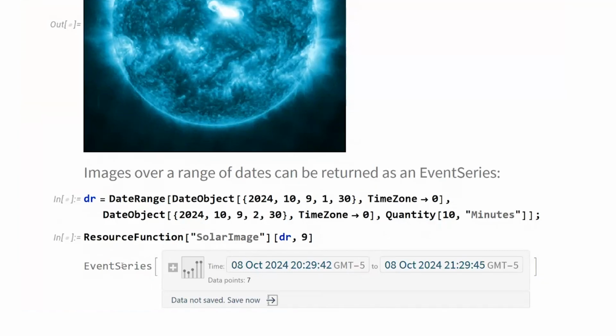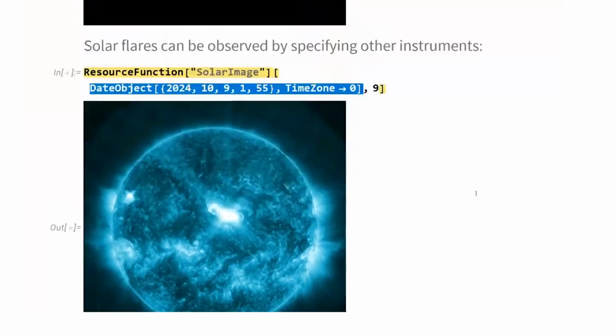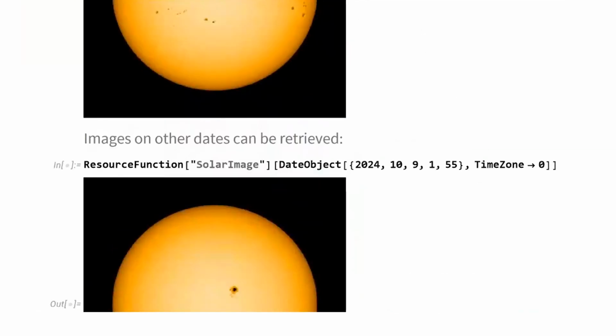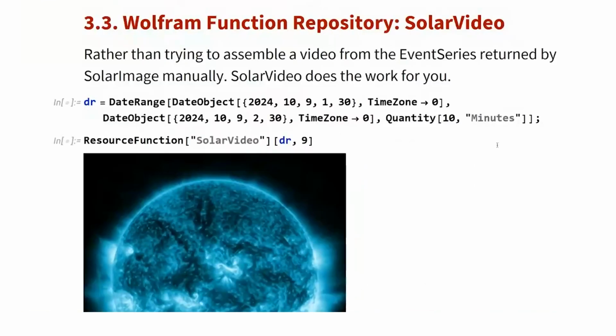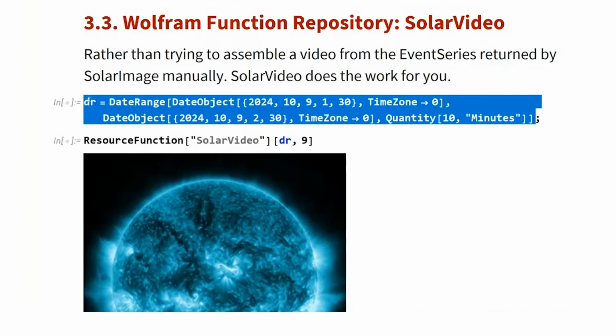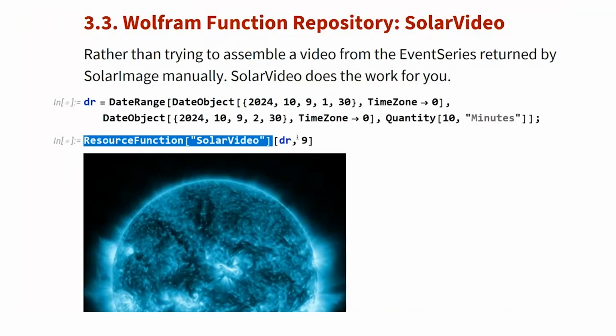It will return an event series, which then leaves you to pull it apart and reassemble it as a video, whatever you want to do. Given that that step is a little bit tedious, the next thing that I introduced was a follow-up Wolfram Function Repository item called Solar Video. This just takes that extra work out. So here, once again, we're provided another date range, and I've called Solar Video. You feed in that date range, and once again, you ask for that same instrument 9.